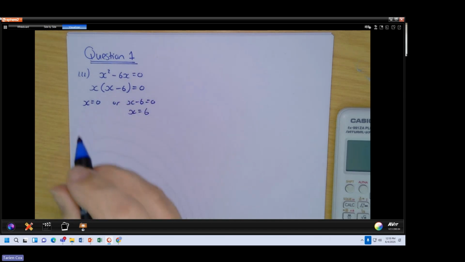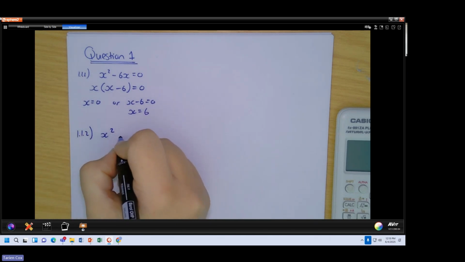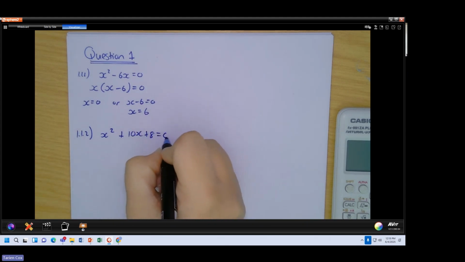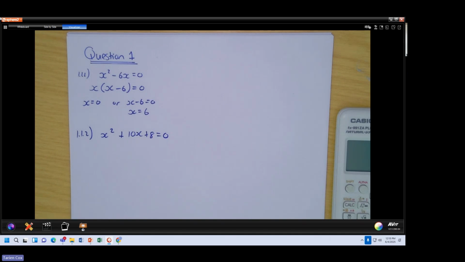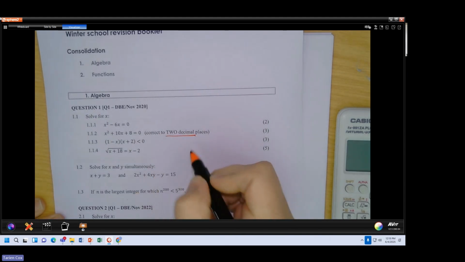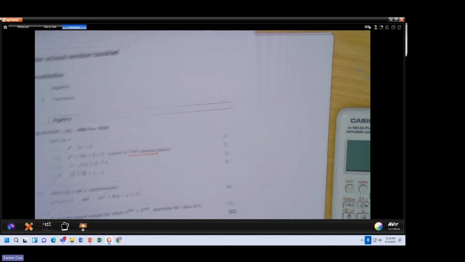Then, grade 12, we had question 1.1.2, which was x squared plus 10x plus 8 is equal to 0. Two things I would like to say here. Very importantly, you look here, it says correct to two decimal places. Because it says correct to two decimal places, that is your guide. That tells you that you are not going to be bothering to try to factorize this trinomial. You are going to go straight to the formula. And what formula am I referring to?